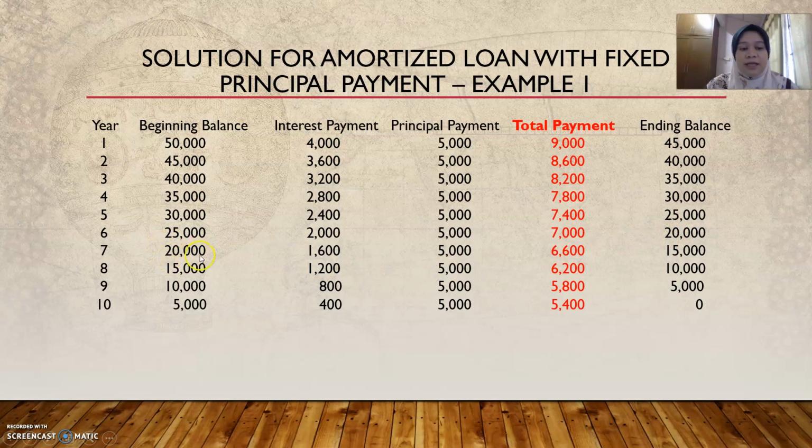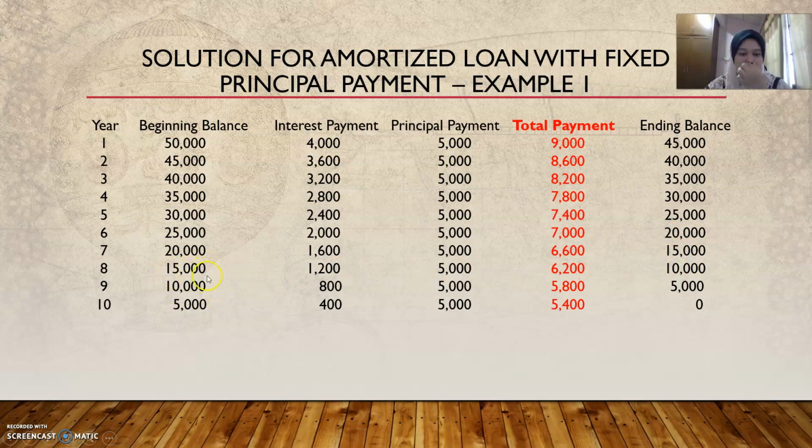Okay, for the 7th year, how are you going to get 1,600? 20,000 times 8%, you will get 1,600, plus the principal amount, which is 5,000 fixed. So you will get total payment 6,600. Okay, so how are you going to get 15,000 here? 20,000 minus 5,000, so you will get 15,000. So 15,000 here, the ending balance, will become the beginning balance for next year.